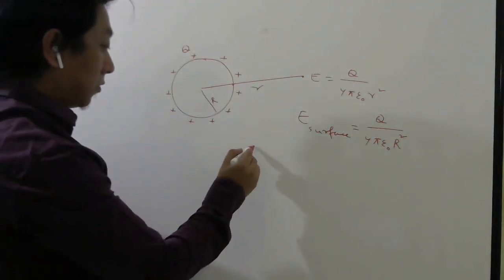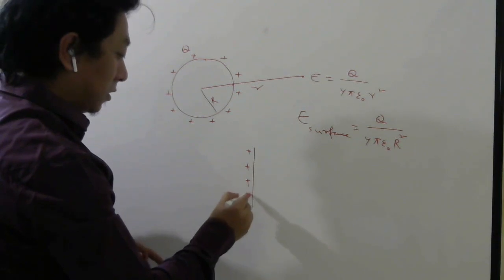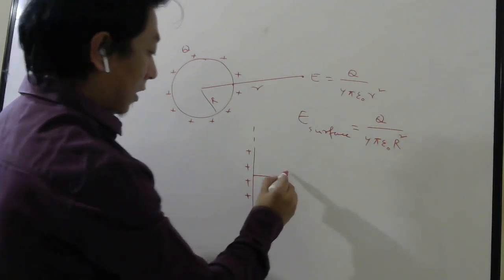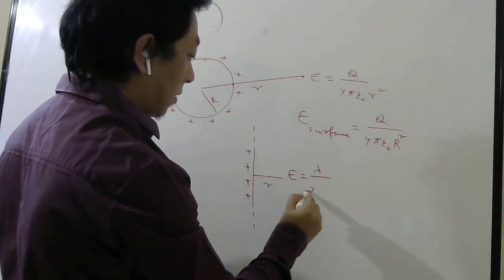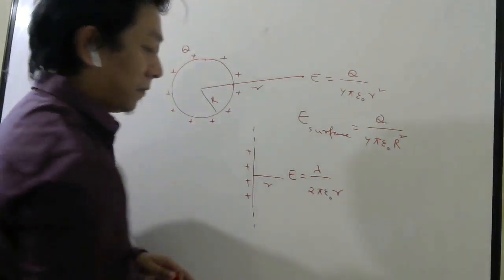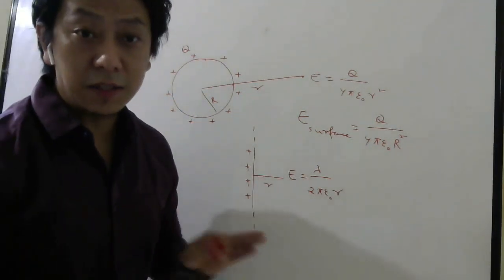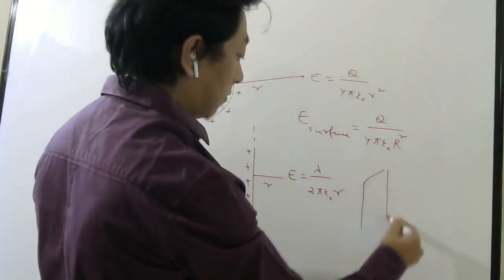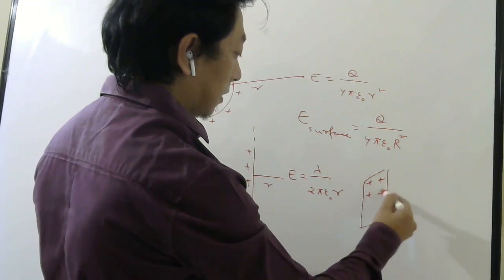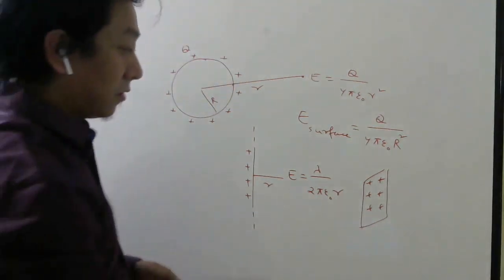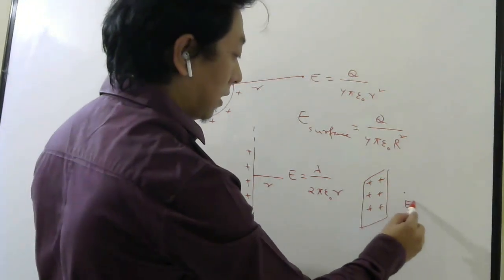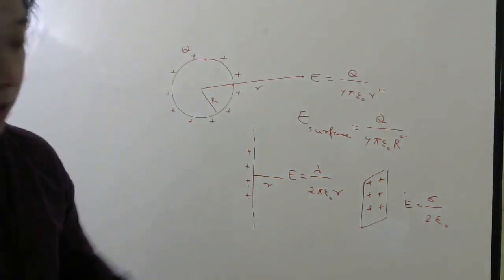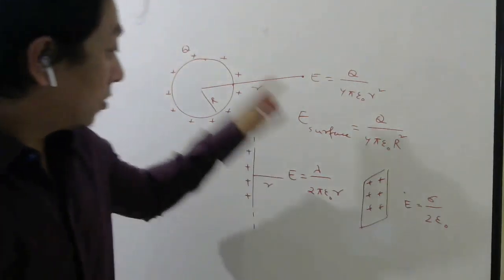Okay. Then we did for infinitely long line charge. So for infinitely long line charge at a distance small r, electric field was lambda divided by 2 pi epsilon naught r. Lambda is your linear charge density, which is charge per unit length. Then I told you for an infinite sheet of charge, electric field is given by sigma divided by 2 epsilon naught. And sigma is your surface charge density. So these three derivations we did.